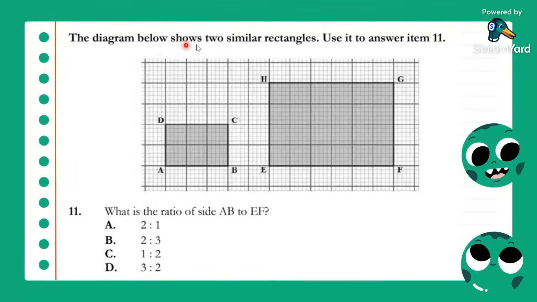The diagram below shows 2 similar rectangles. Use it to answer item 11. 2 similar rectangles. Similar. What does that mean? Who can put the meaning for similar in the chat? Okay. What does similar mean? If we're talking about rectangles and we say similar rectangles, what does that mean? In your definition, I'm looking for a specific word.